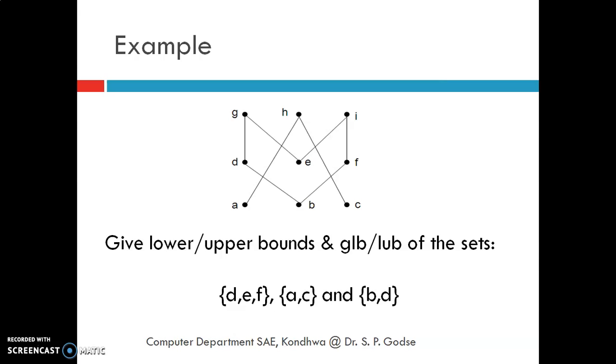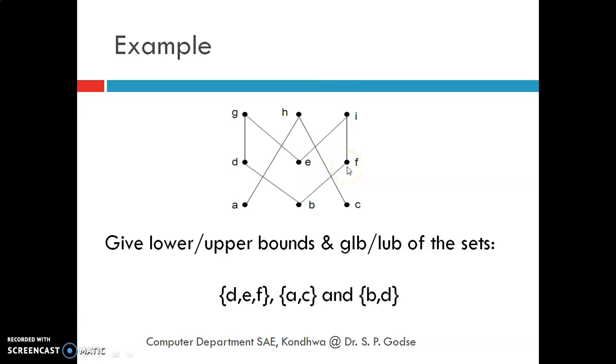Example. In this example, we have to give the lower bounds, upper bounds, GLB, meaning greatest lower bound, and LUB, least upper bound, of the sets. The subset given of the given poset is, first one, {D, E, F}. We have to find it for {D, E, F}.